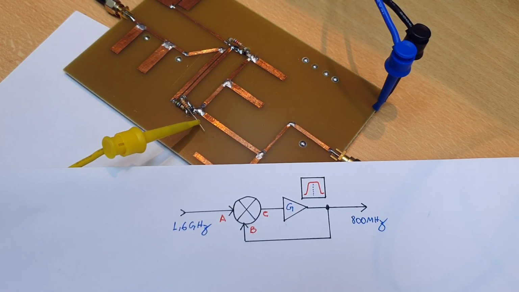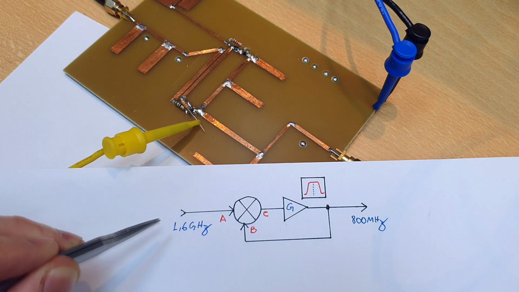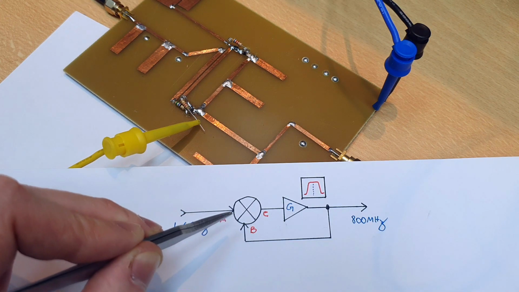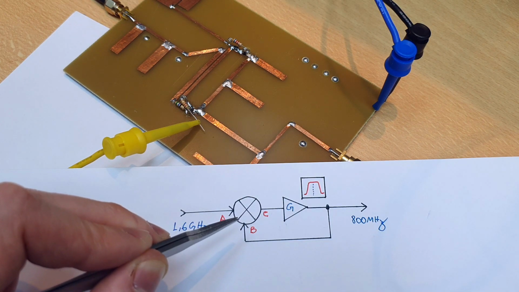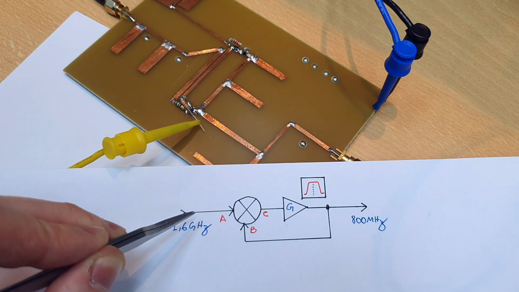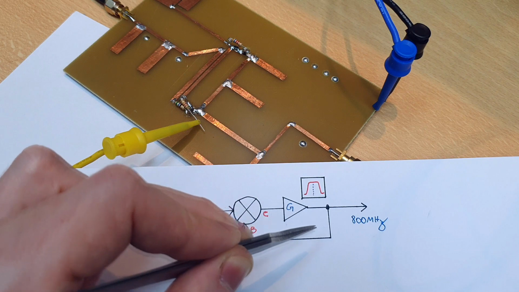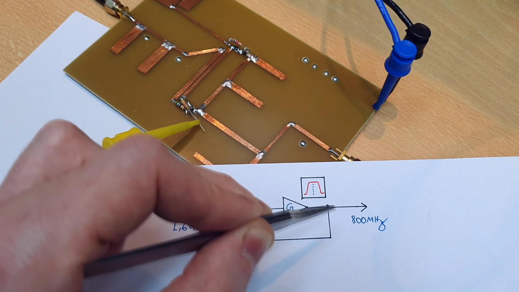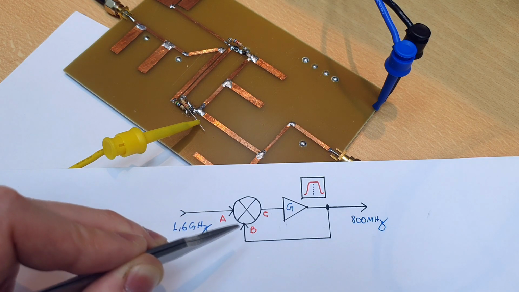This topology is called a regenerative frequency divider because it uses positive feedback to generate an output tone of half the input frequency. The input, 1.6 GHz in this example, is applied to the input of a frequency mixer. The mixer has conversion loss, so the signal here at the output is weaker than the input signal. So we use an amplifier at the output of the mixer to increase the signal level and we feed back the signal to the other input of the mixer.